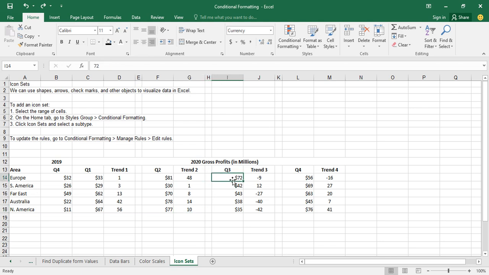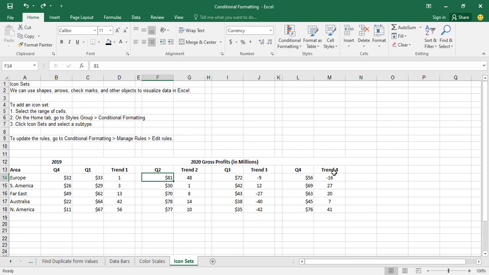For Europe, it is actually a negative trend because now they have 72, but previously in quarter two they had 81, so it's actually a downward trend. That's why we have a negative value here, negative value here, negative, negative. So several of them had negative values here because their third quarter profits were less than their second quarter profits. Now we also want to compare the fourth quarter profits with third quarter.